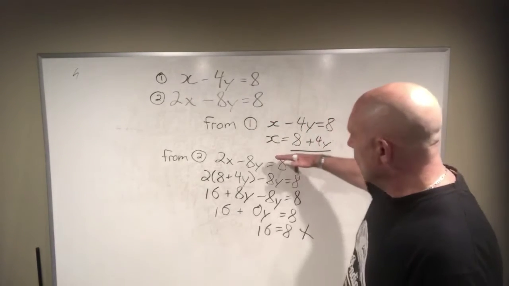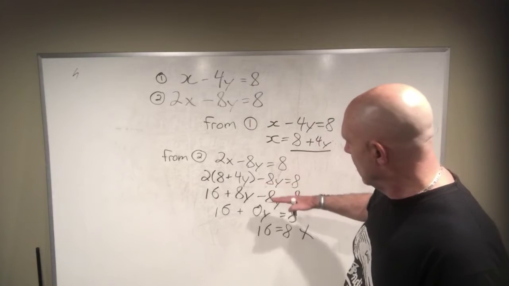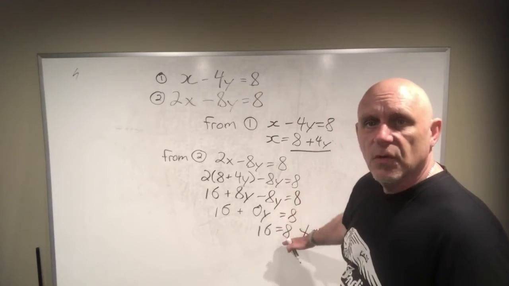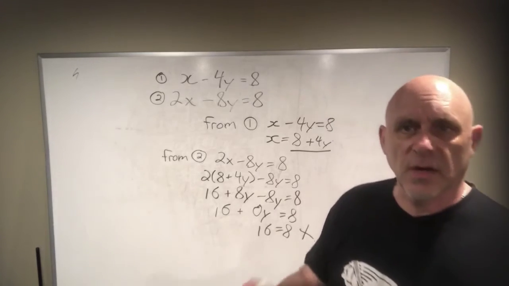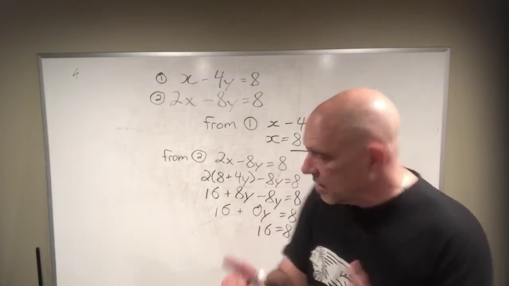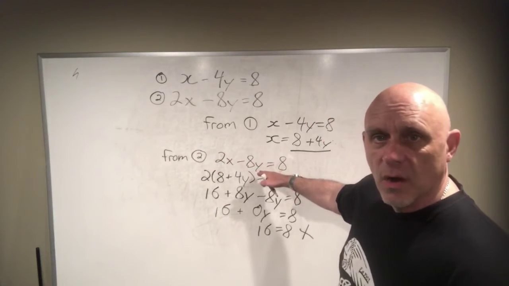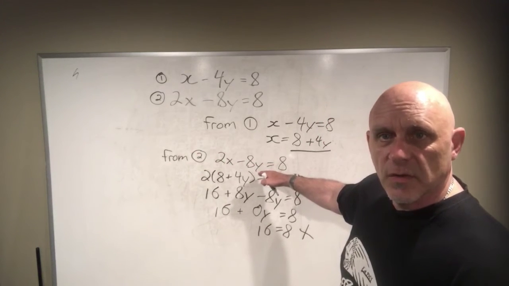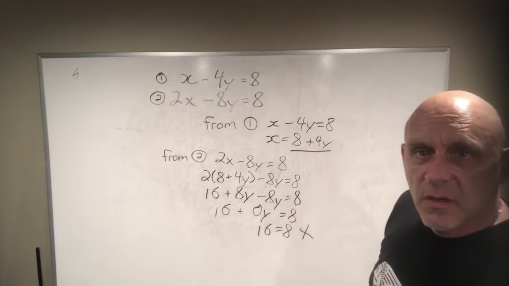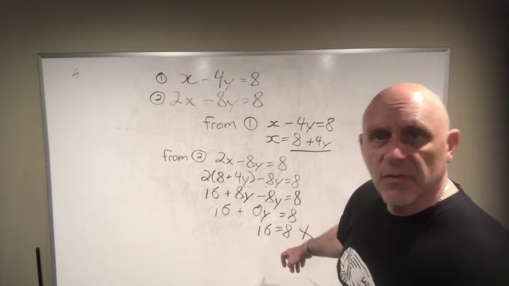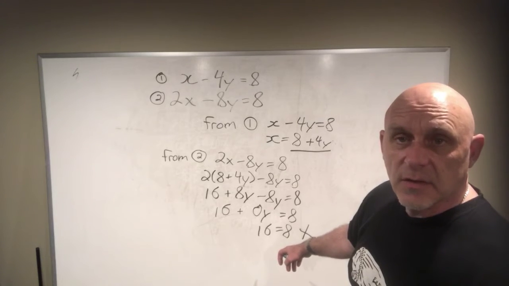Whenever you move from line to line, logically, and you come to a contradiction, this is a contradiction. 16 does not equal 8. That means this cannot happen. It means your original assumption was wrong. What was my original assumption? That these two have a solution. This means they don't have a solution, which means they don't intersect.